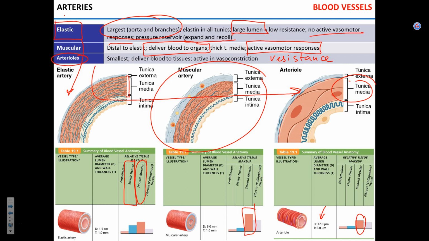Does that make sense? Do you understand the difference? We're going to come back. I will ask you to basically match the definition and the term.